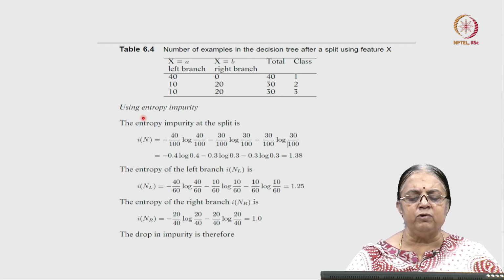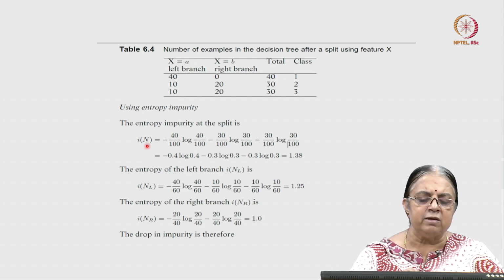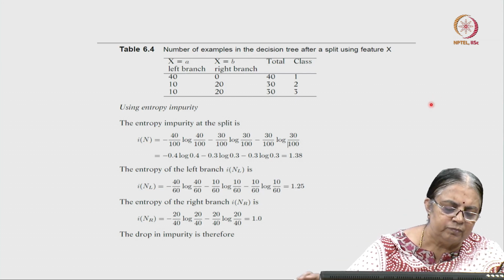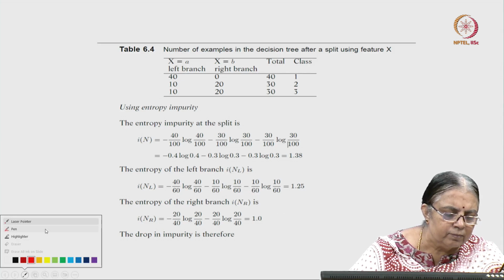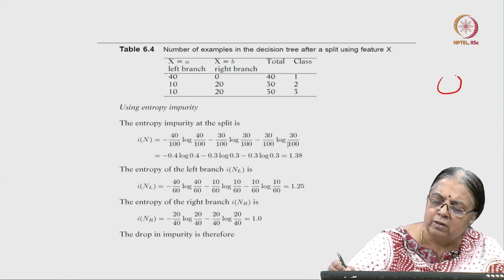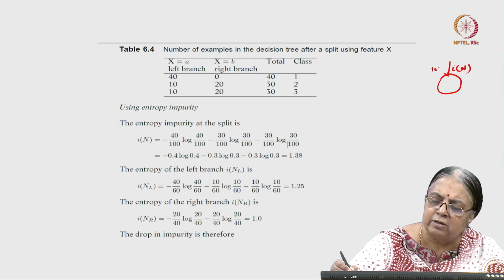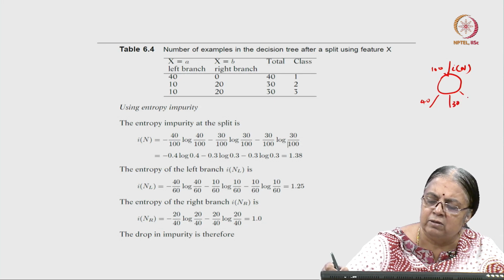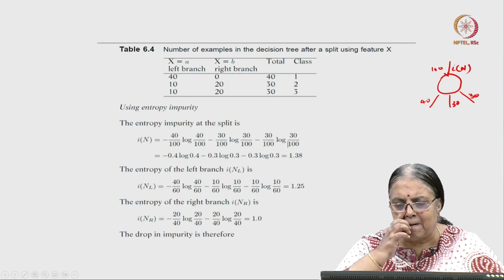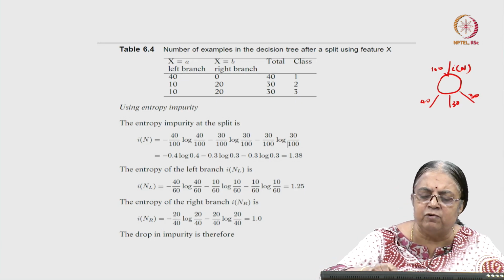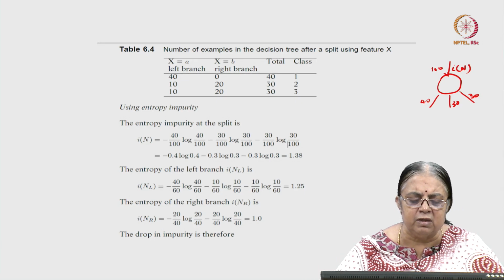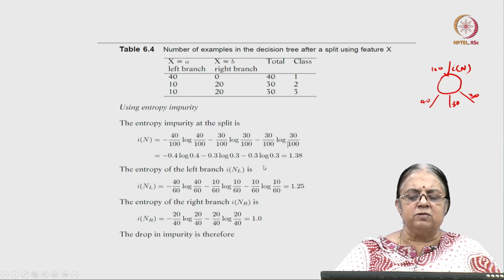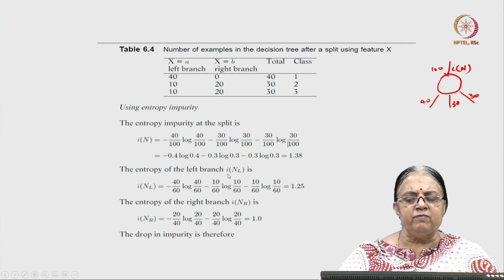So, how do we find the impurity? What we are trying to find is the IN which comes here, right. We have altogether 100, which consists of 40, 30, 30 of each class. So you find your IN like this, which is 1.38. Now, entropy of the left branch. What you are getting as output is 2 branches.